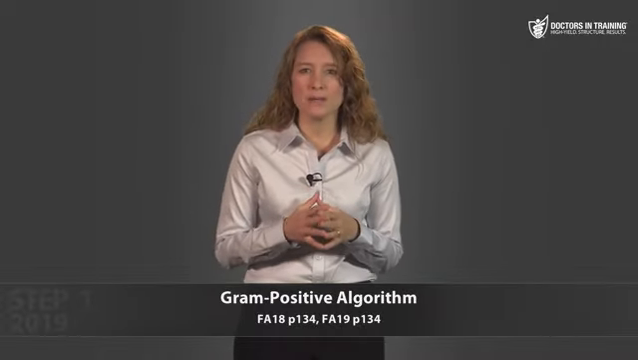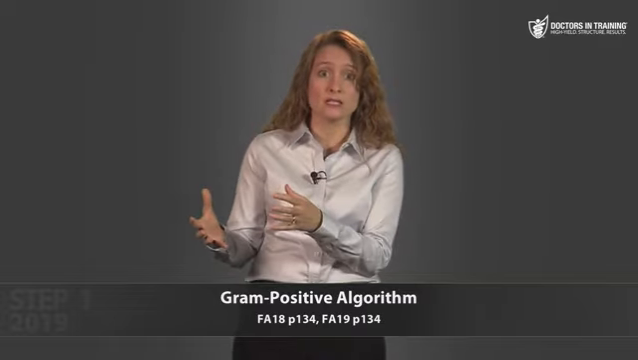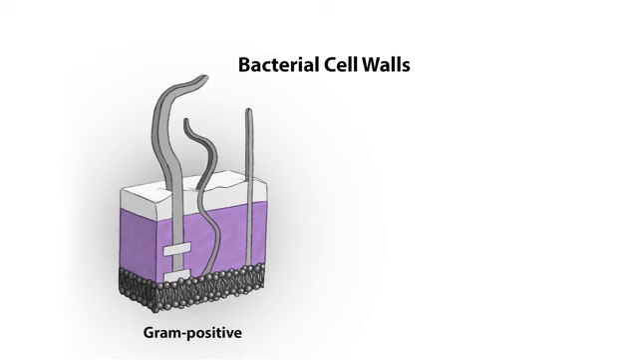Do you remember our discussion about gram staining? Some organisms stain very well with the crystal violet stain and retain that stain through the decolorization process. These organisms are called gram-positive. They stain bluish purple. So if you see a blue organism on an image, remember that that's a gram-positive organism.